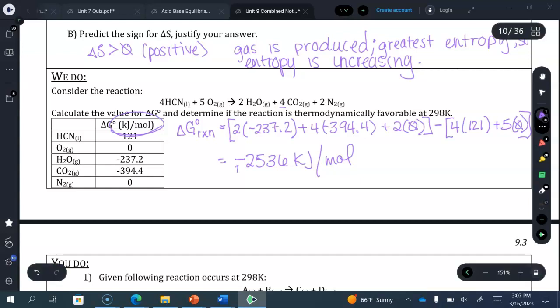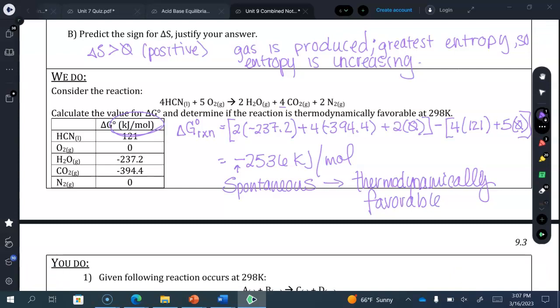And so because it is negative, we know that this is spontaneous. Or the AP preferred term is thermodynamically favorable. That's the preferred AP term. It's thermodynamically favorable because you're differentiating between the energy of the system and the rate. So thermodynamics versus kinetics.